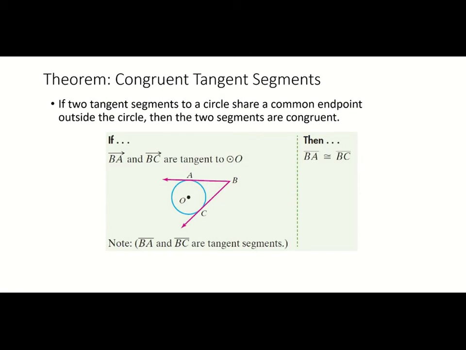Next, we're going to talk about the congruent tangent segments. So if you have two tangent segments to a circle and they share a common endpoint, so they form that outside angle, then those two segments are going to be congruent to each other. So they're congruent from the point of tangency on the circle to the point where they meet or intercept. So think of it as the two points on the circle and that angle that's formed to the vertex of the angle.